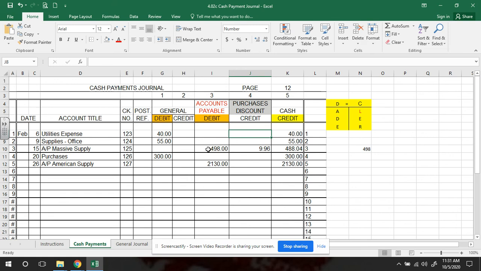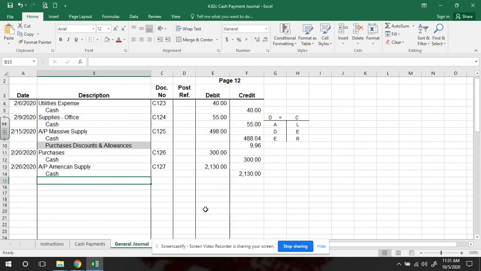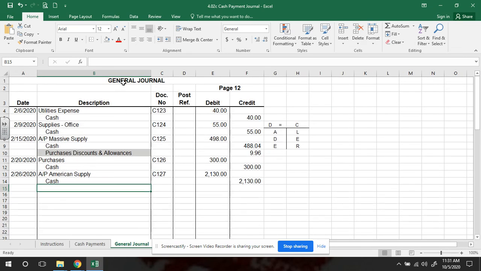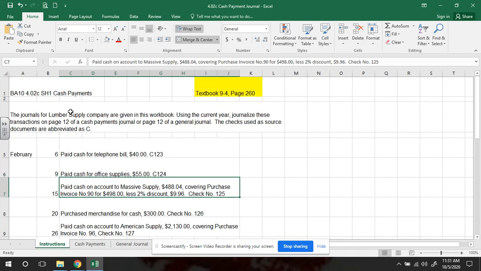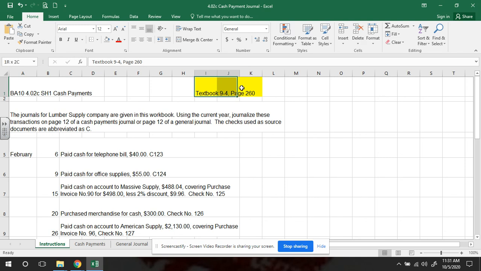The cash payments journal keeps all of your cash payments in one piece of paper. So when you get your bank statement, you can actually go check by check and check them off here. I like using this. But if you don't want to use that, that's fine. You can just keep using your general journal. Your general journal, you can post anything in it you want. And there were your instructions. Again, this is 4.02C in the curriculum. And in your textbook, it is 9-4, page 260.